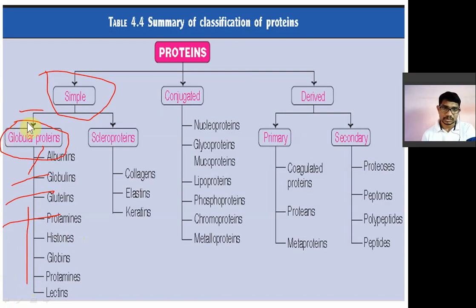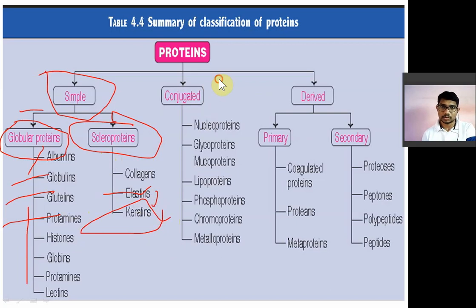The second one is known as scleroprotein. Scleroprotein is also known as fibrous protein. Remember, fibrous protein or scleroprotein. For example, collagen. The collagen in bones and blood vessels is a fibrous protein. Mostly these kinds of proteins have a structural framework role. Elastin is mostly found in tendons. Keratin is found in nails.